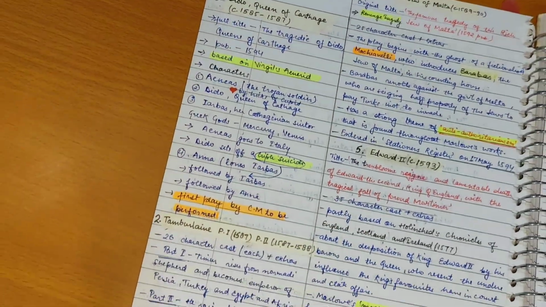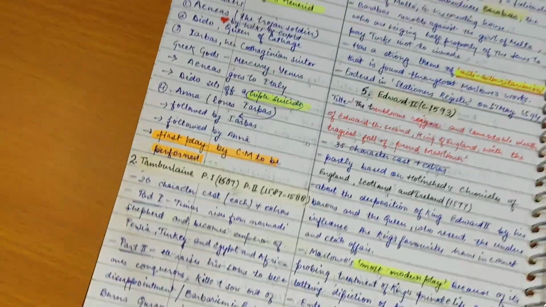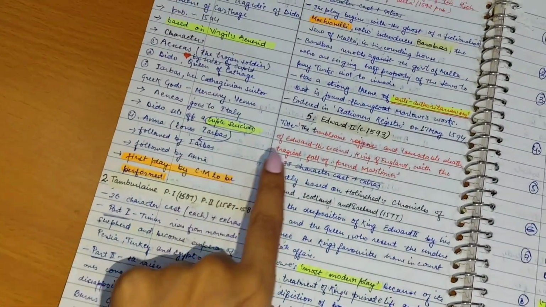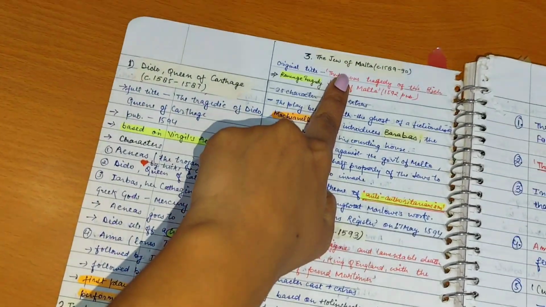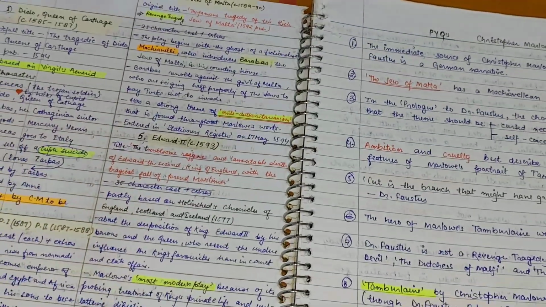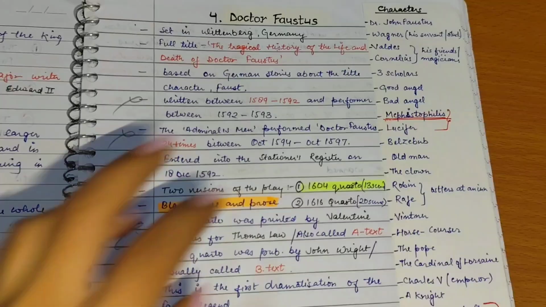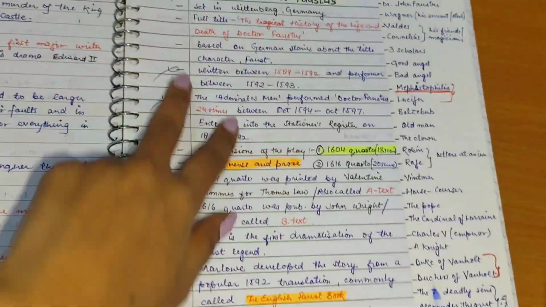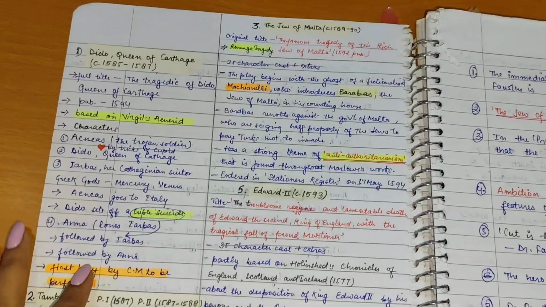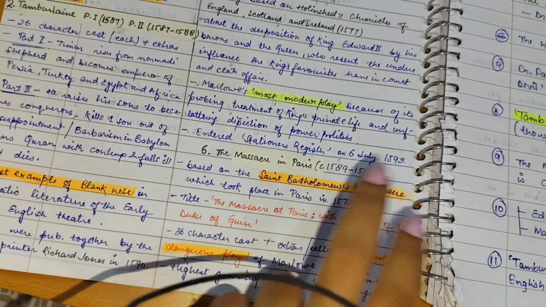And then I have prepared, I don't know, 6 works of Christopher Marlowe. First, second, then third is Jew of Malta, and the fourth one is actually Dr. Faustus. I've prepared it separately. You can see here I have written all the characters and a lot of other things, because it was the most important work by Christopher Marlowe. Then the fifth one is Edward II, and the sixth one is The Massacre at Paris.